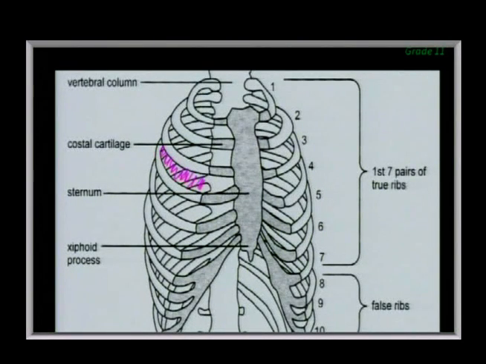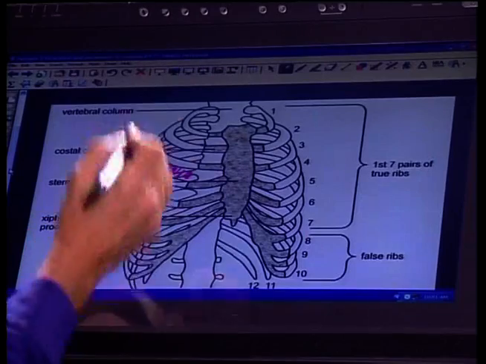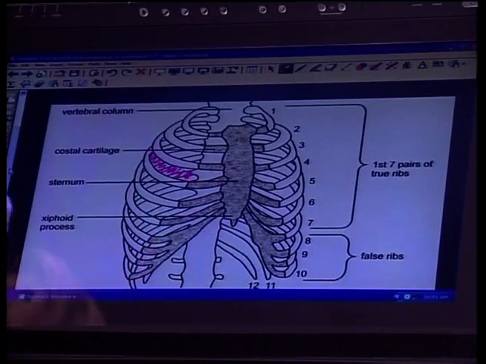Okay, costal bones, the costal cartilage. Now, this little piece right in the front, if you take your finger and you stick it in here at the bottom of your sternum and you wiggle it around, it'll actually move. And that is made of cartilage.